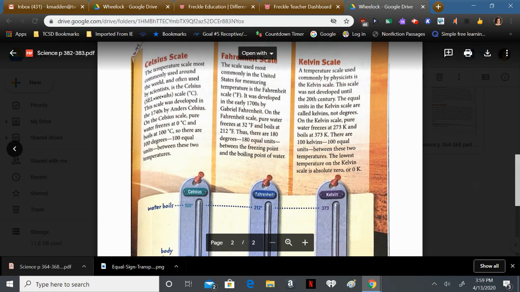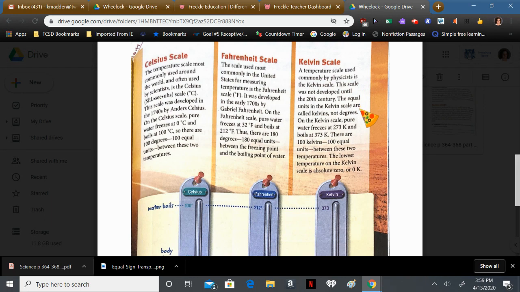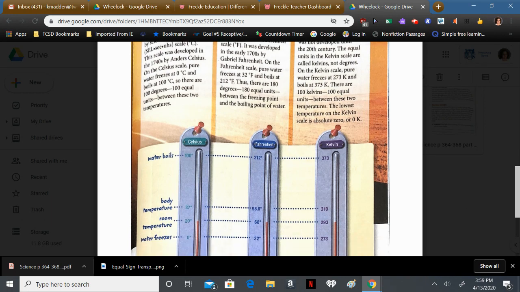Our last scale is called the Kelvin scale. The Kelvin scale is a temperature scale used commonly by physicists. This scale was not developed until the 20th century. The equal units in the Kelvin scale are called kelvins, not degrees. On the Kelvin scale, pure water freezes at 273 kelvins and boils at 373 kelvins. There are 100 kelvins, or 100 equal units between these 2 temperatures. The lowest temperature on the Kelvin scale is absolute zero, or 0 kelvins.